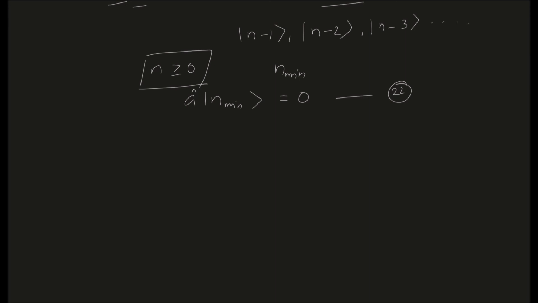Okay, because why is it like that? Because a, by the nature of a, what we have seen is that we should go to a state |n_min − 1⟩, right? But there is no such state that exists. That's our argument. The minimum state is n minimum. So this should not be true.